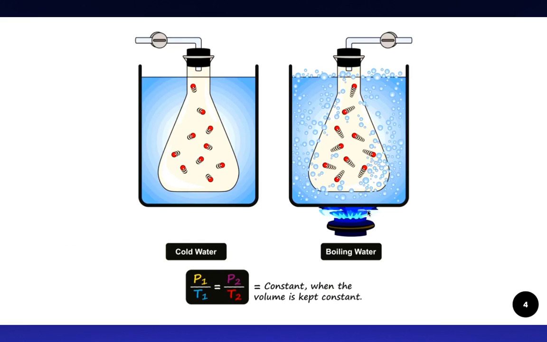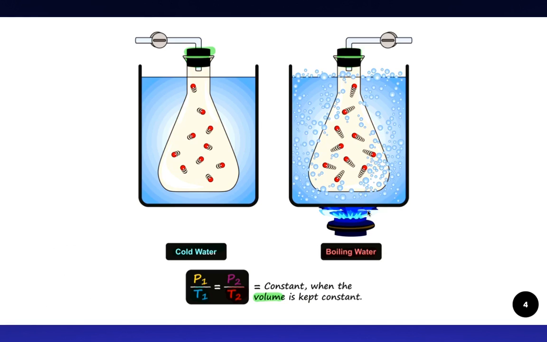So here's a visual representation of Gay-Lussac's law, and the constant here is volume, and that's because these Erlenmeyer flasks are sealed with these stoppers. Now on the left, we have cold water representing T1, and on the right, we have boiling water representing T2.